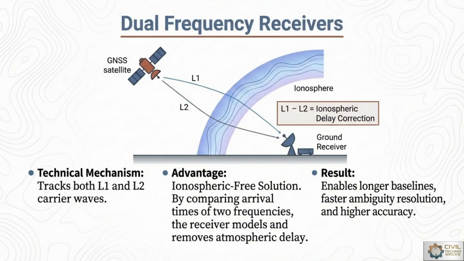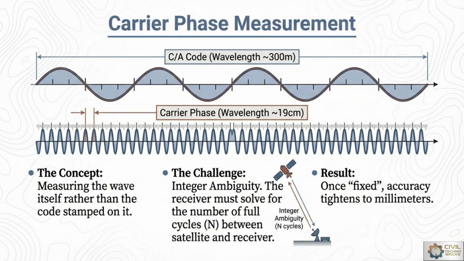What is the result for dual frequency? It enables longer baselines with faster ambiguity resolution and provides higher accuracy grade, which is based on carrier phase or code acquisition, both having different wavelengths as explained with reference to its structure. The concept of carrier phase measurement is measuring the wave itself rather than the code stamped on it. So carrier phase measurement uses the GPS carrier wave instead of code observations, and that carrier wavelength is much smaller than the code wavelengths.